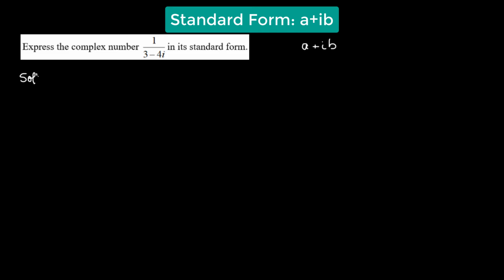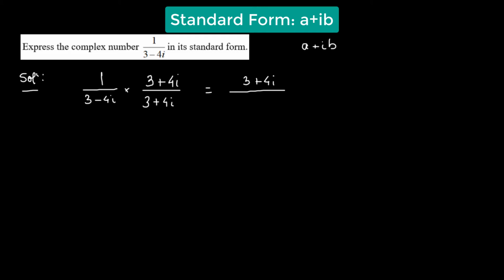The procedure to do this is, we first write down the given complex number, which is 1 over 3 minus 4i. Then we go to the denominator and find its conjugate. The conjugate of the denominator will be 3 plus 4i. So we take that conjugate and multiply 3 plus 4i to both the numerator and the denominator. So that should give us 3 plus 4i in the numerator, and in the denominator we multiply 3 minus 4i to its conjugate, which is 3 plus 4i.